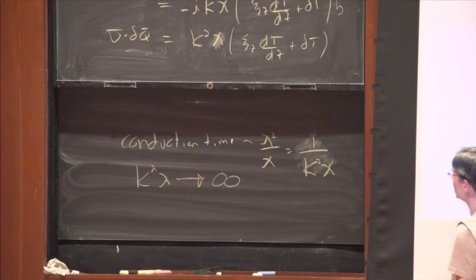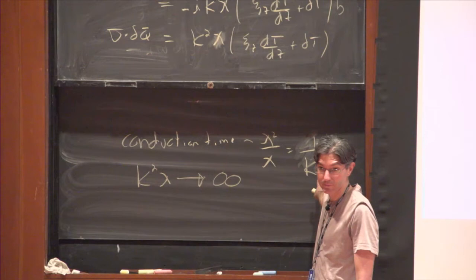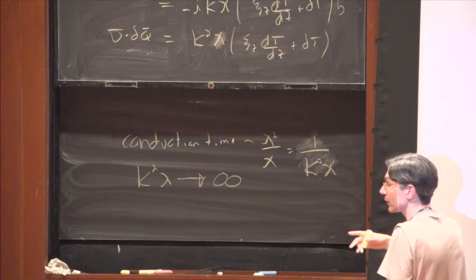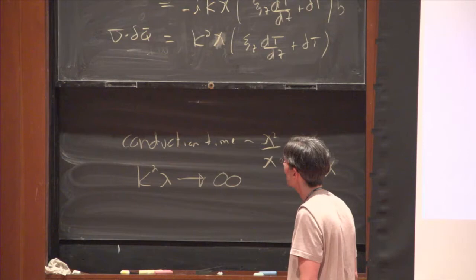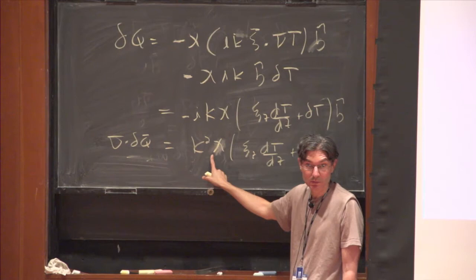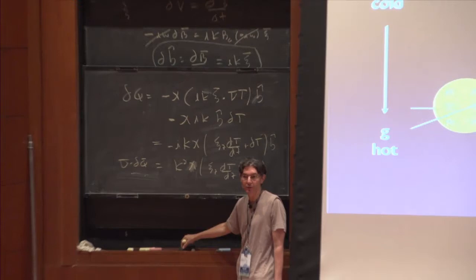Right? Conduction time is short, means the thing in the denominator is big. And really, so I have it here going to infinity, what I really mean is that it's large compared to other frequencies in the problem, like the frequency of the mode. Okay. So what happens to our equations if I let k squared chi go to infinity? Well, the equations are going to blow up, which is bad, unless this thing in parentheses also goes to zero.